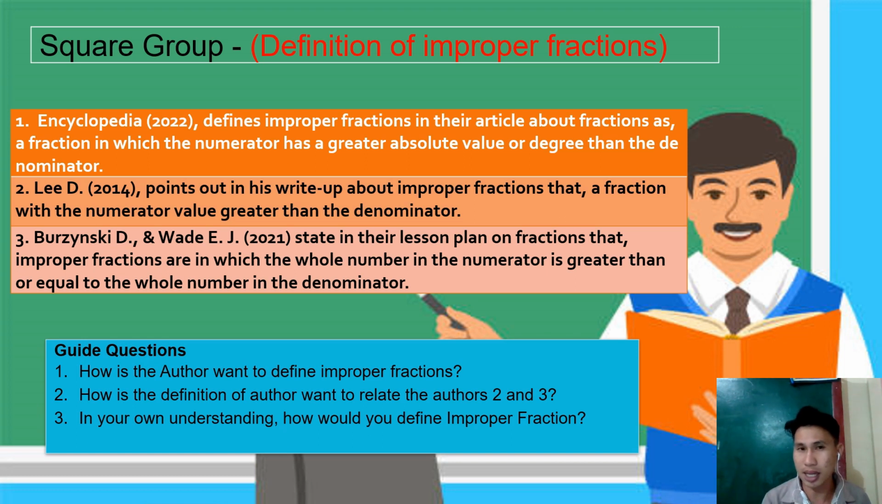As you can see, the square group focused on objective 1 of our lesson for the day, which is the lower level of Bloom's taxonomy, belonging to remembering, defining.